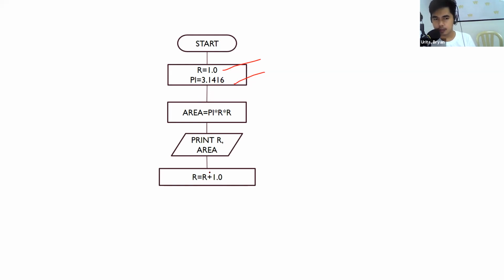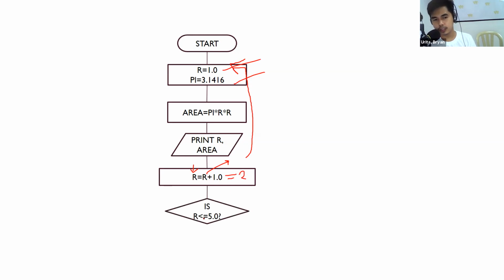Paano nangyaring incremento? Okay. R is equal to R plus 1. What will be the value of R? The value of R is equal to R. Ano ba yung value ng R? We have to trace back. What is the last value of R? And tracing it back, the last value is the initial value, which is equal to 1. So 1 plus 1 will be 2.